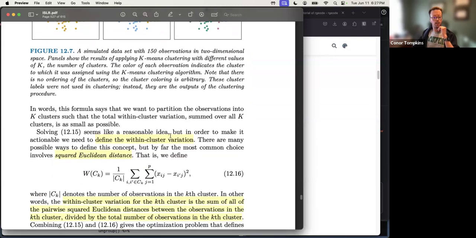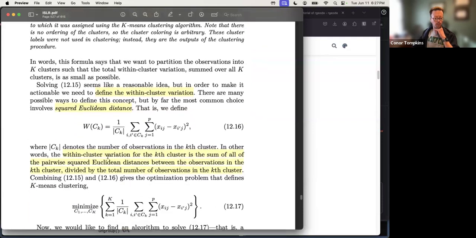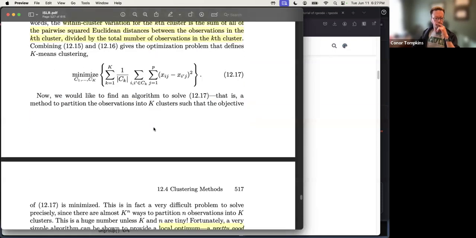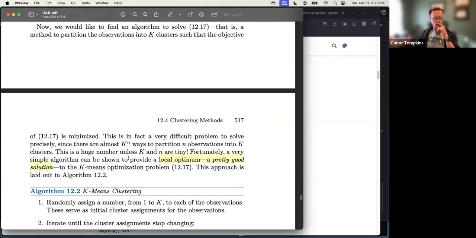So they define this measure of variance. It's the squared Euclidean distance. That's the sum of all the pairwise squared distances between the observations divided by the total number of observations in that cluster. Again, with unsupervised learning, you often find a local optimum, which is a pretty good solution. It's not perfect, and that's one of the limitations of unsupervised learning in general.